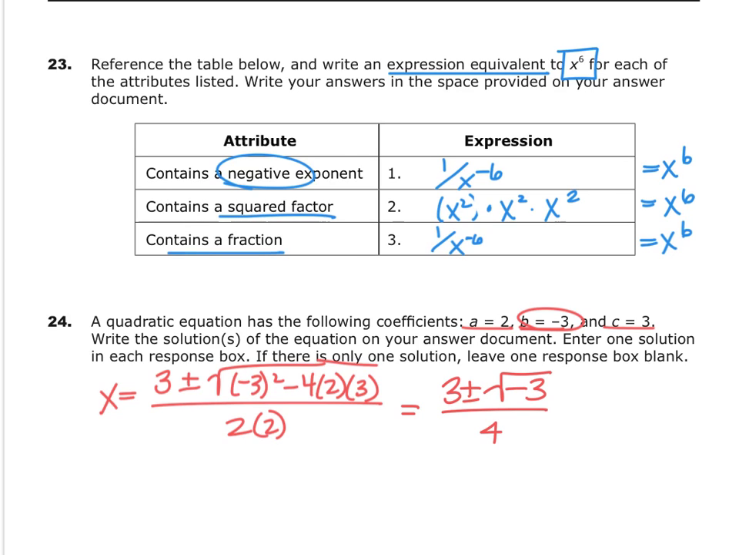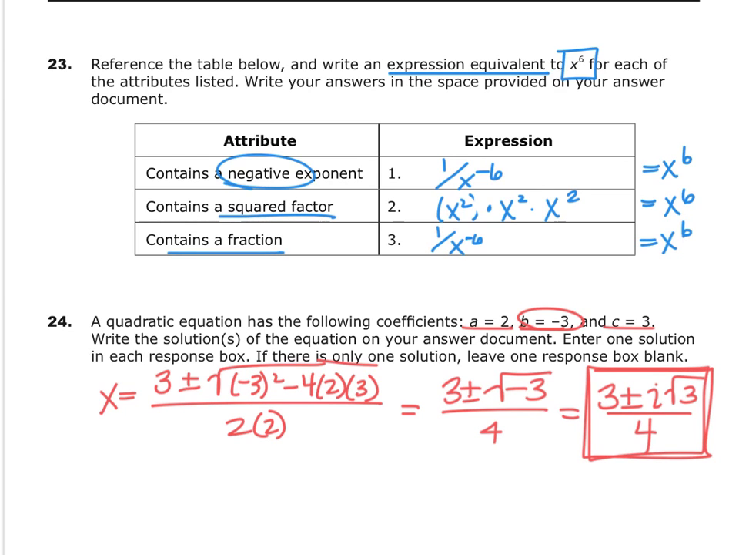That's going to give me 3 plus or minus the square root of negative 3 all over 4. And the only thing you can do here to simplify is take the negative out. Remember, when the negative comes out, it becomes i. So your final answer is going to be 3 plus or minus i square root 3 all over 4. I'm not dividing by anything else because the only whole numbers I have are a 3, technically a 1, and a 4, and there's nothing I can divide all of those by, so I'm just going to leave that as my final answer.